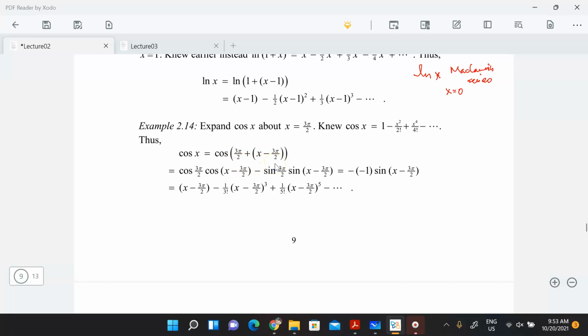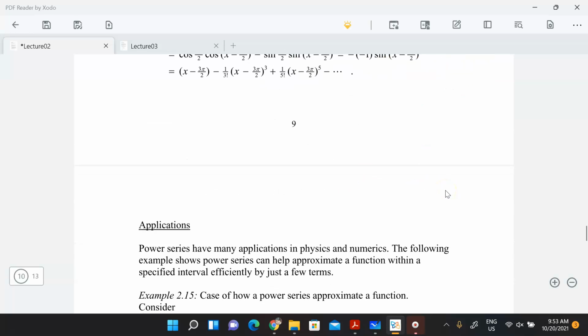And then what you do with this is you use the addition formula for cosine. You can do this a bit more generally if you want to. For example, I can do cos x expanded about x equals a. Then I would need to be able to find out what is cos a, what is sine a, and so on and so forth. Right. What else?